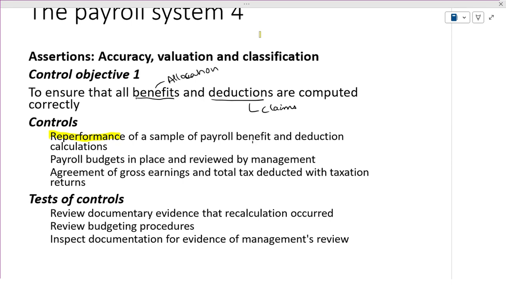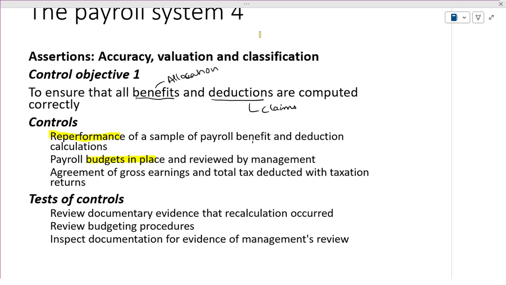Reperformance of a sample of payroll benefits and deductions. For a sample of employees, you have to check whether payroll budgets are in place. Budgets are very important. Payroll budgets are there so that you have the budget for the benefits. If you are giving any benefits, you should make sure that there is a budget to fulfill those benefits.